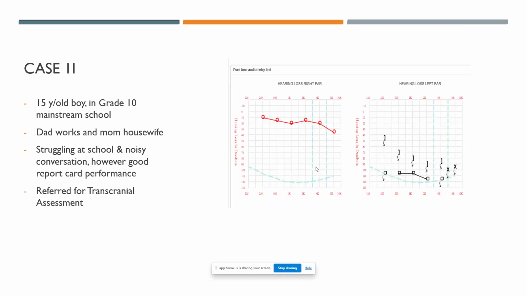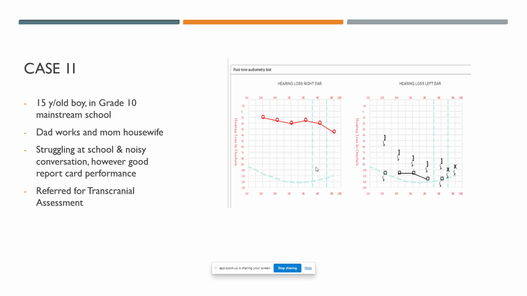And then we had a 15-year-old boy that was referred for a transcranial cross because he has single-sided deafness. His dad works, and he's in a mainstream school. He struggles at school, but his report was very good, showing that he's working hard listening in class. We did a transcranial assessment, and unfortunately, he did not meet the criteria. His unmasked thresholds, sorry for not having them here, were beyond 85 dB from 1000 hertz. And also his speech scores were poorer than 60%.